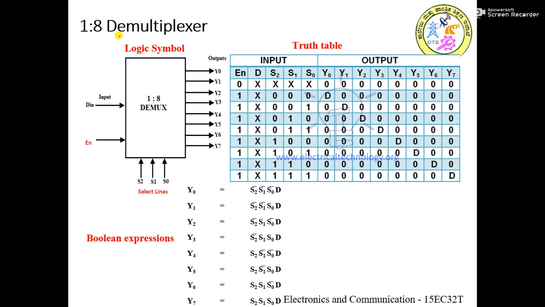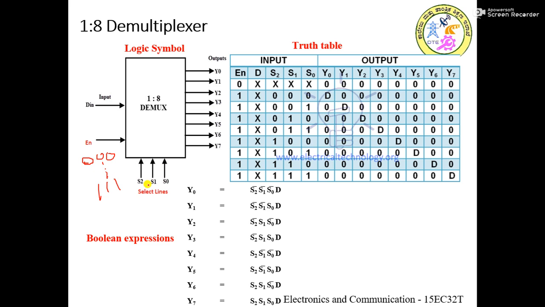The next logic system, or next demultiplexer version, is the 1:8 demultiplexer. In the 1:8 demultiplexer, we will have only one input and there are 8 possible outputs which are designated with the letters Y0 till Y7, and there are 3 control lines or select lines. Those are designated as S2, S1 and S0, and there is an enable pin here. With these three select lines, I can have 8 different possible combinations, that will range from 0, 0, 0 to 1, 1, 1.